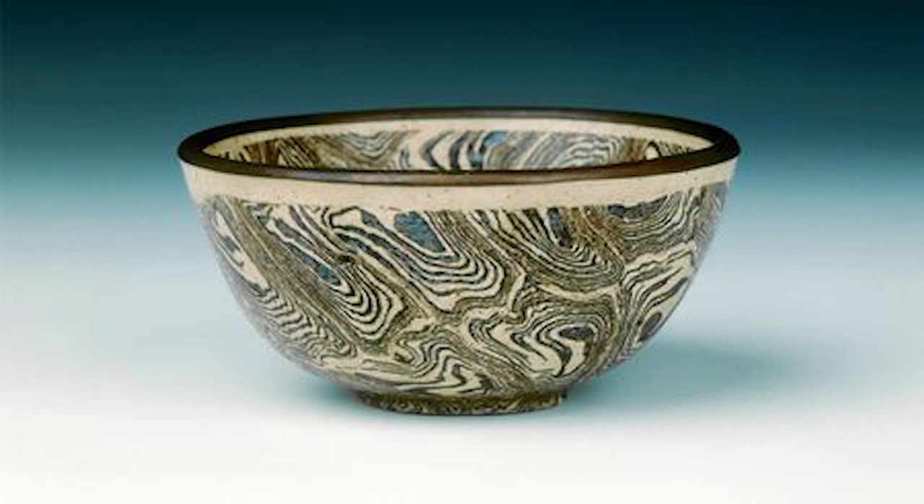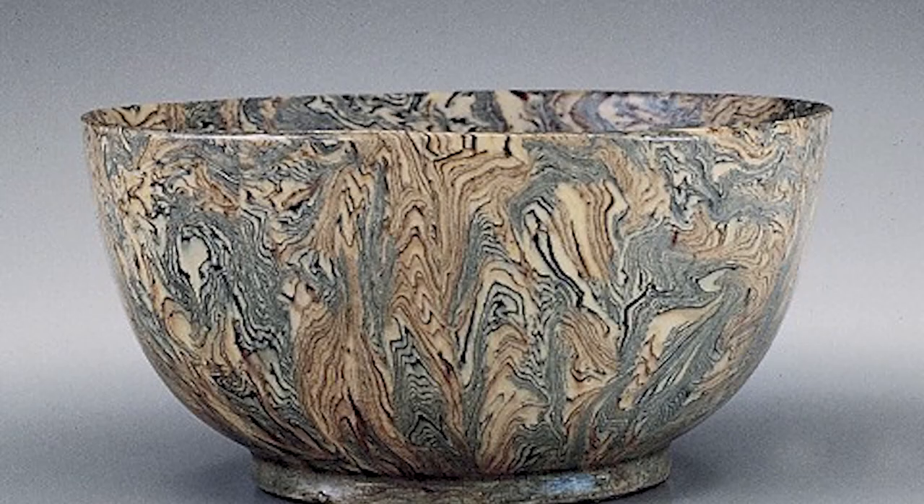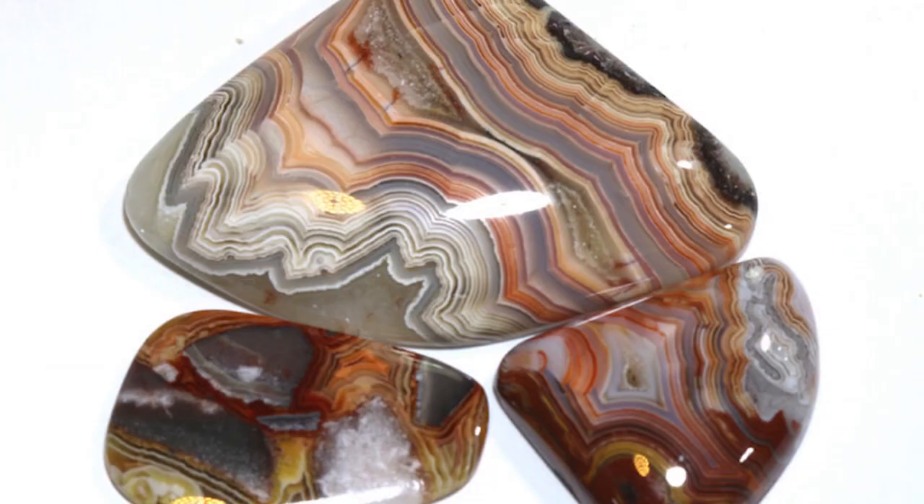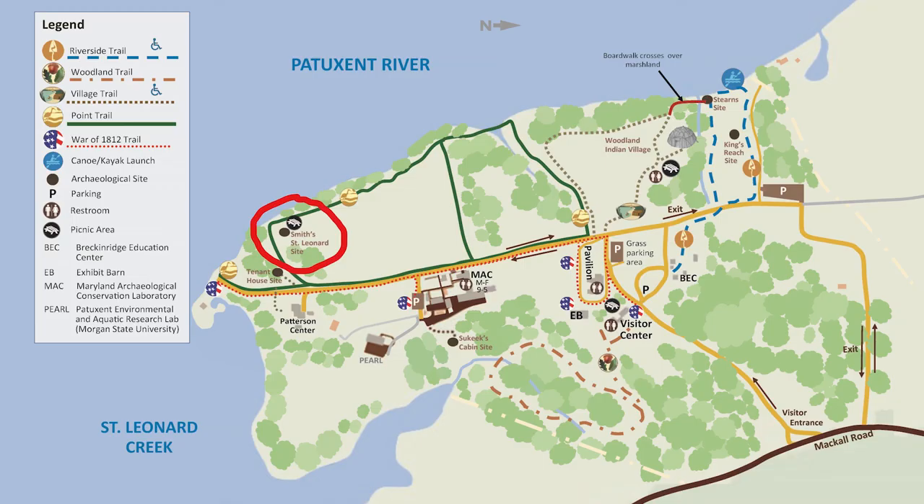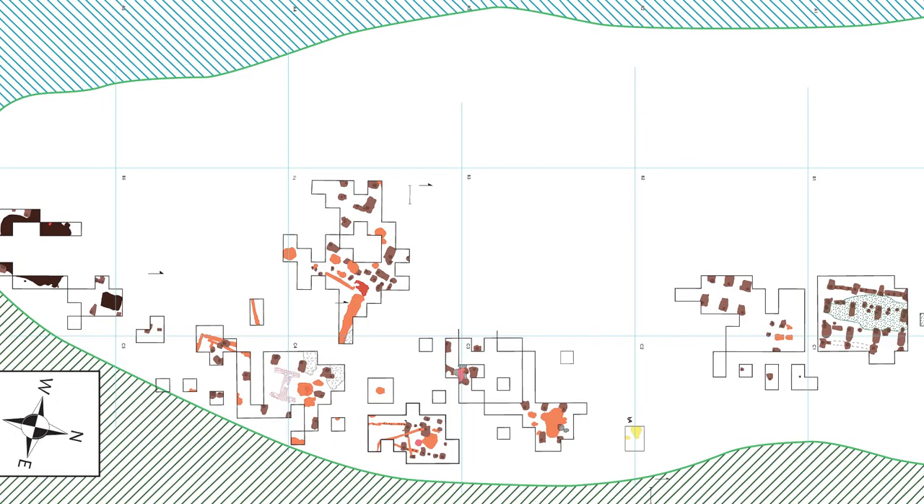Well, agateware is a type of pottery that dates to the 1700s. Potters would use different colors of clay mixed or marbled together to mimic agate stones. And we actually have a piece of agateware that was found here at Jefferson Patterson Park on a site called Smith St. Leonard. This site is down at the south end of the park, and it was occupied in the 1700s by the Smith family.